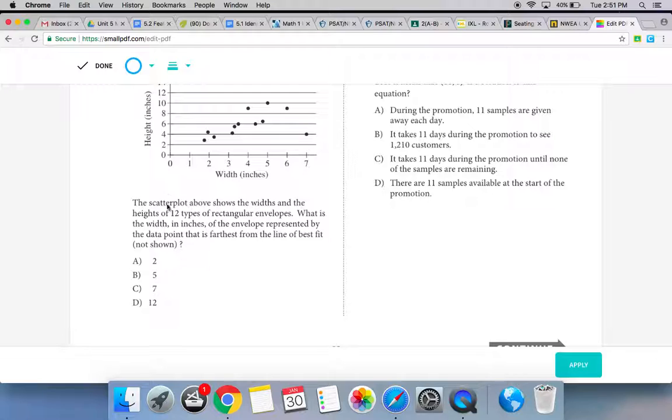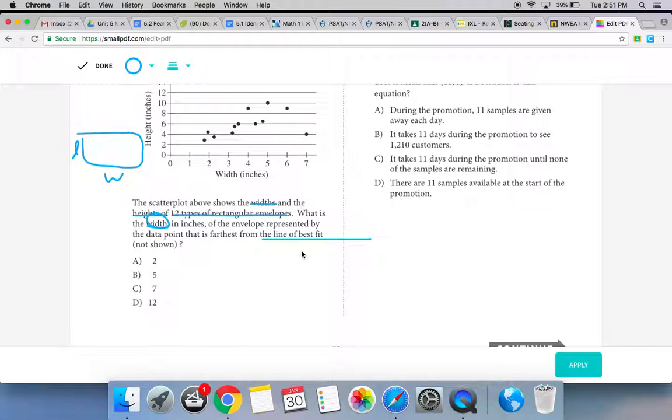So for number 9, they give you a scatter plot, which means a bunch of points. Each of these points are 12 types of rectangular envelopes, and it gives you the width and the height. So each of these points represents a rectangular envelope with width W and length L. So for example, this point right here has a width of 2 and a height of approximately 4.5 or something like that. So the question is, what is the width? So we're looking for the width in inches of the envelope represented by the data point that is farthest from the line of best fit.